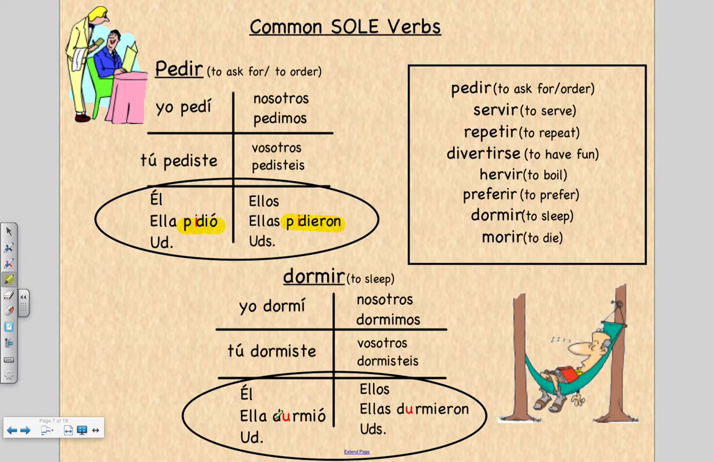Dormir, O to U in the preterite. So here we have the O changing to a U. The O stays in the other forms. And again, you'll notice these are all IR verbs. Doesn't matter if they're reflexive IR verbs, as long as it's an IR verb. And a good rule of thumb is if it's an IR verb and it has an E or an O in it, chances are you've got a stem-changing verb.